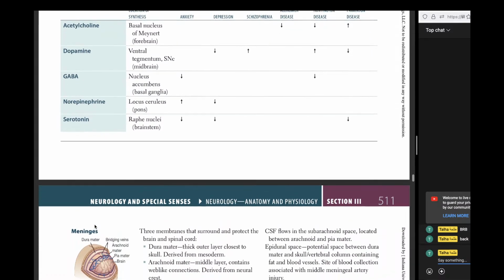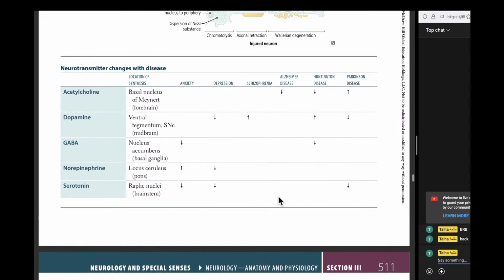Okay, we saw this neurotransmitter thing, so let's read it again. Acetylcholine is in the basal nucleus of Meynert in the forebrain. It decreases in Alzheimer's and Huntington disease, and it is increased in Parkinson's disease. Dopamine is in the ventral tegmentum, the substantia nigra pars compacta, in the midbrain, and it decreases in depression. It's increased in schizophrenia. It's increased in Huntington disease, and it is decreased in Parkinson's disease.